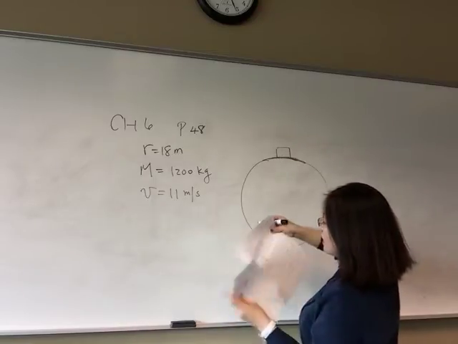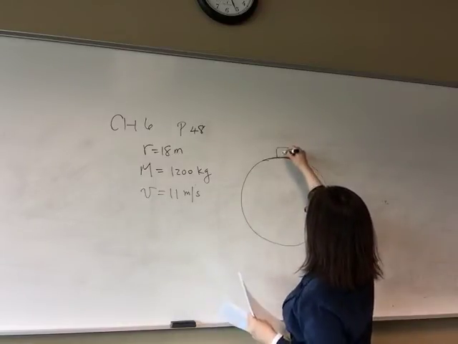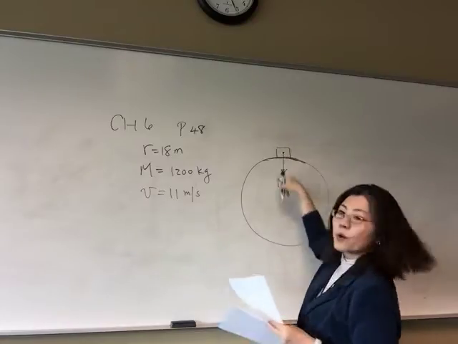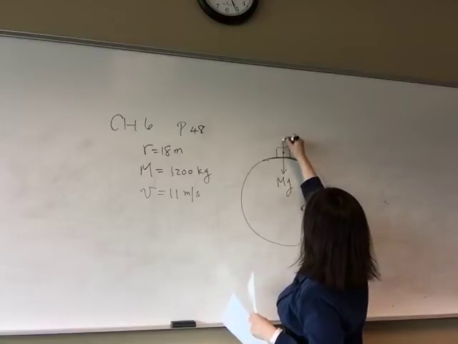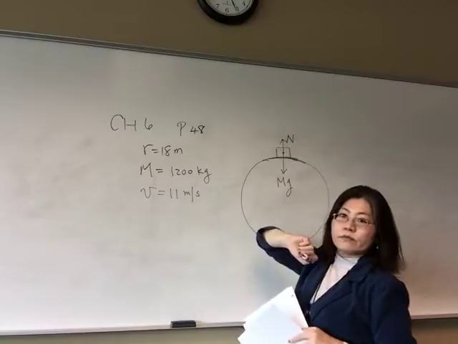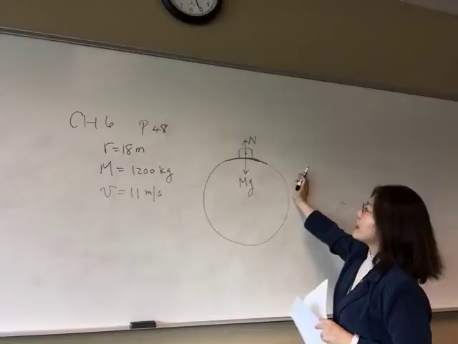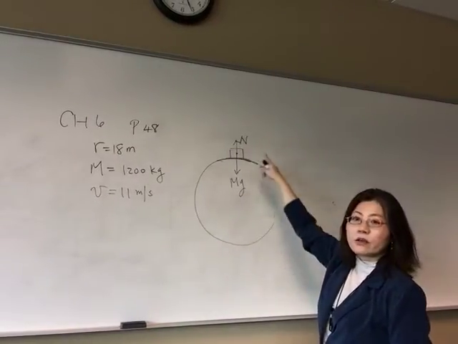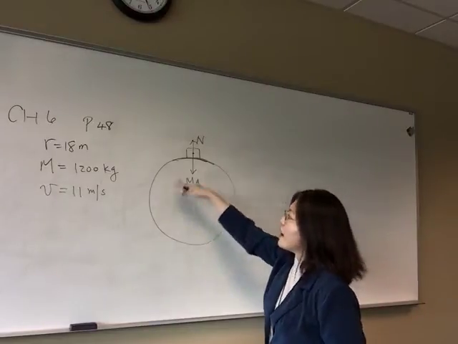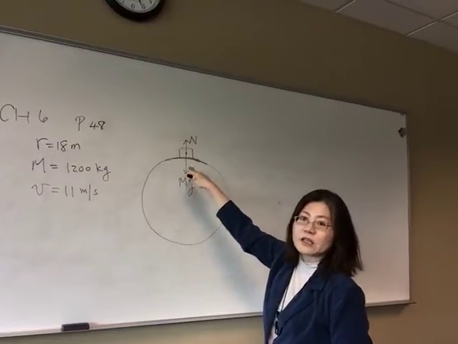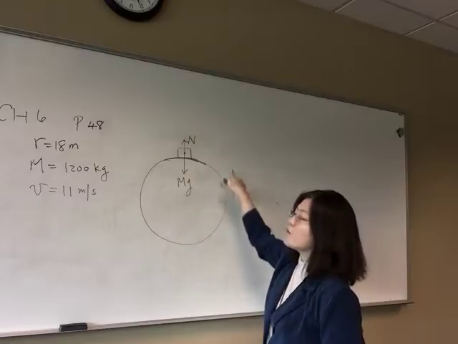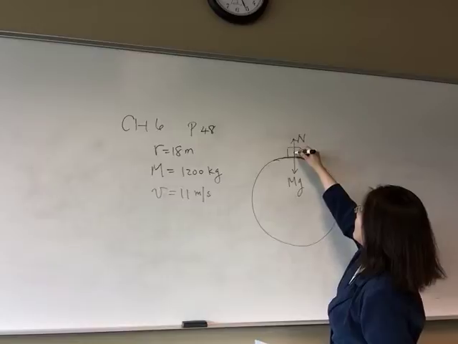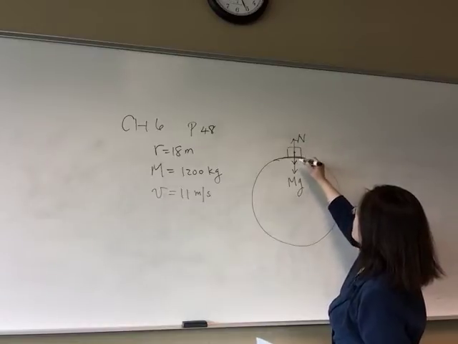If we draw a free body diagram, we know that there's gravitational force pointing downward. There's a normal force pointing upward. Is there any other force acting on this car? Remember, this whole thing is undergoing uniform circular motion, so there is a centrifugal force acting on the car as well. That's why it keeps moving in circular motion. So, in other words, at the top, it also experiences uniform circular motion.